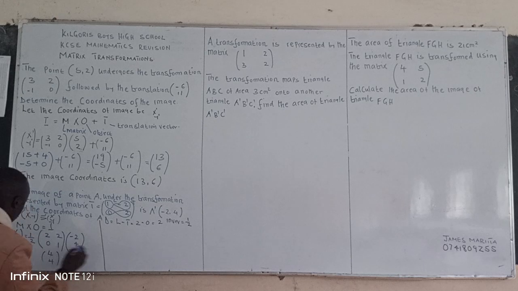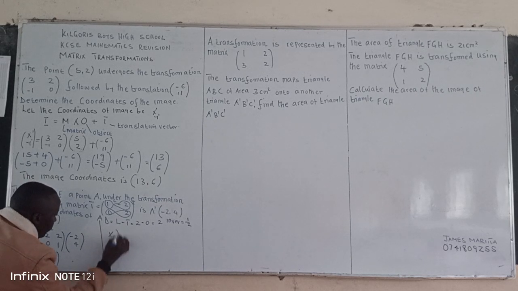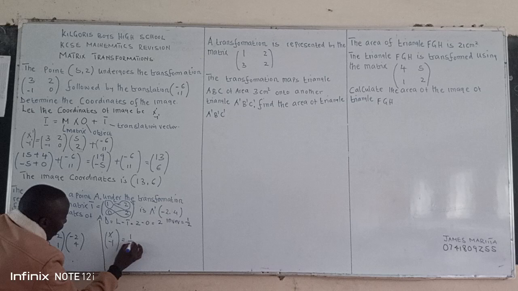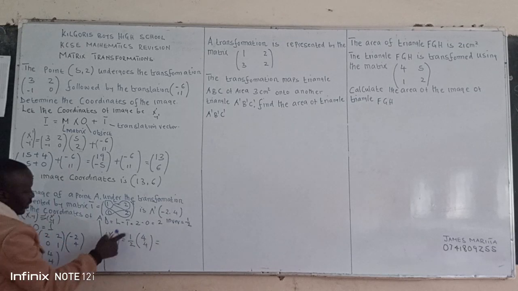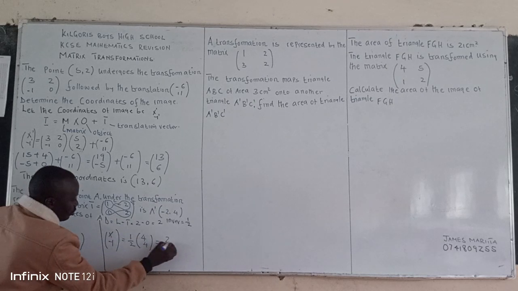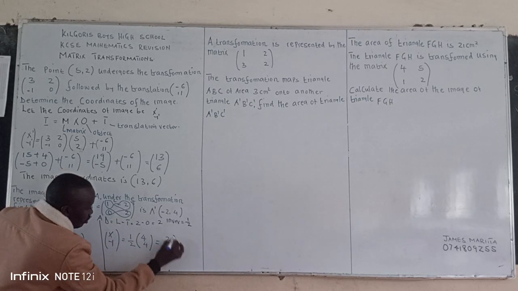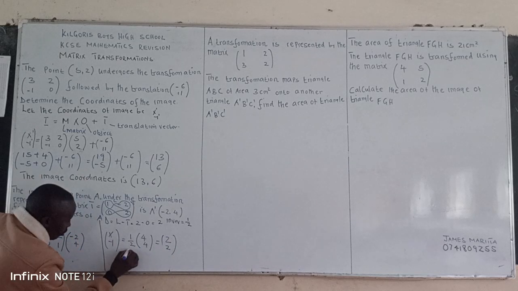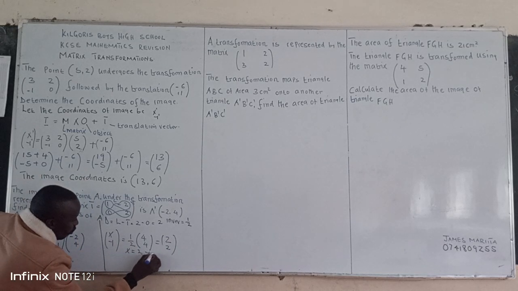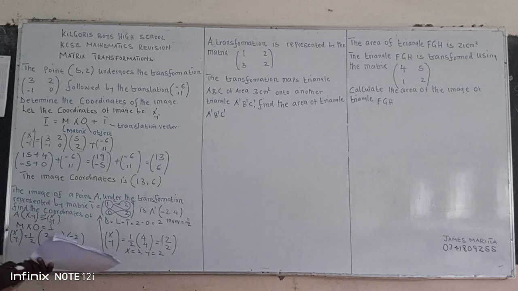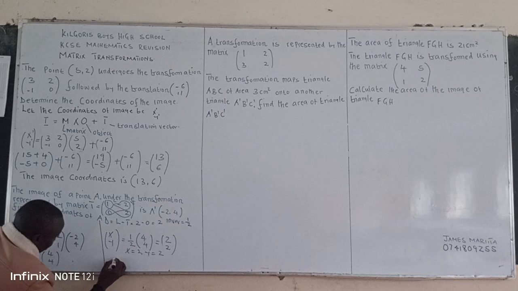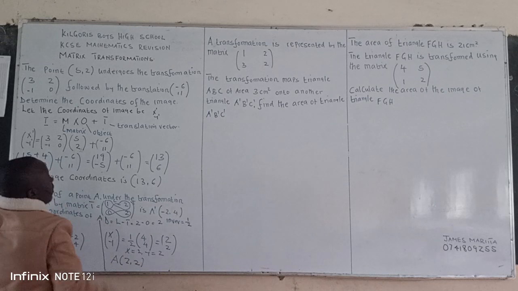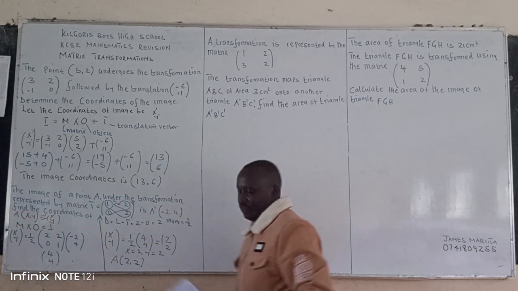Therefore we have the coordinates of the image, (x, y), equal to a half times (4, 4). A half times 4 is equivalent to 2, and a half times 4 is equivalent to 2. So x is equal to 2, y is equal to 2. Therefore, the coordinates of A image are now (2, 2).